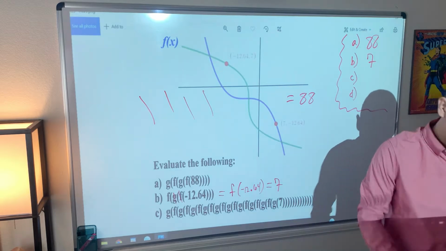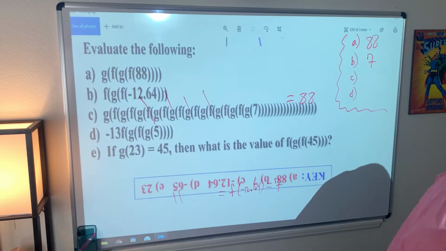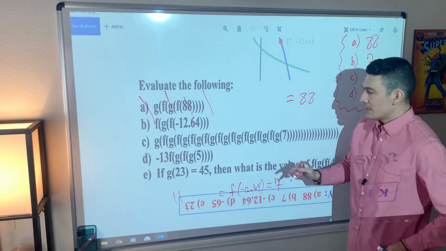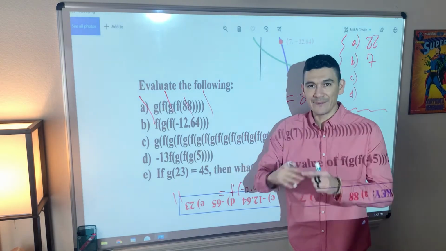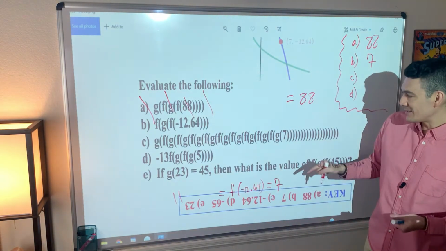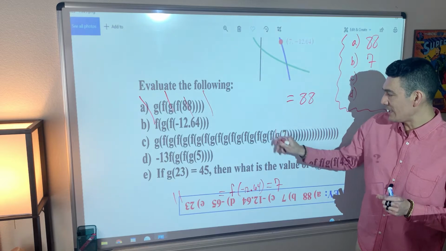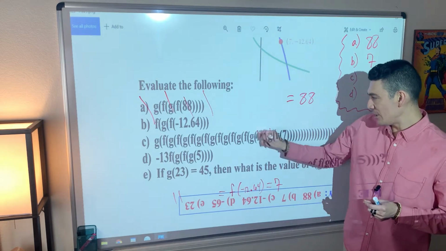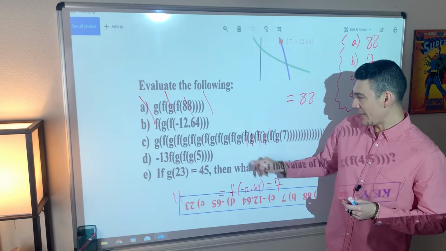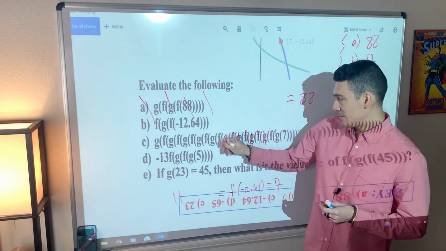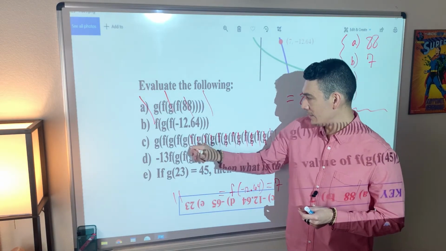Now for part C, these are kind of fun, so let me go up here. So let's see what happens. So let's go from the right to the left, inside out. Let's knock these out as couples. So GF, gone, GF, gone, and so on, another one, another one, another one.